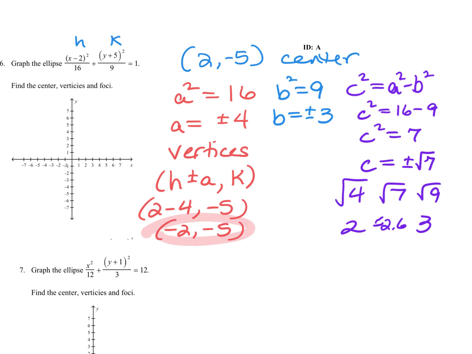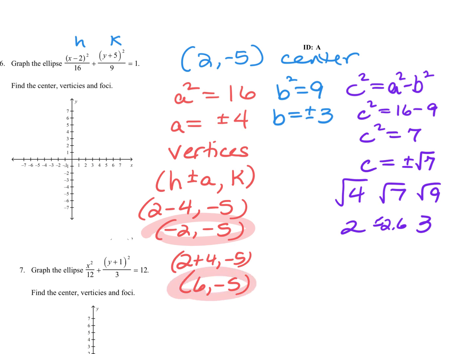and then I've got to add it now. So 2 plus 4, comma, -5. I'm adding the a to the variable it was under. So my a squared was under x squared, so that's why I'm adding it to the x of the center. So then 6, -5 is my other vertex.